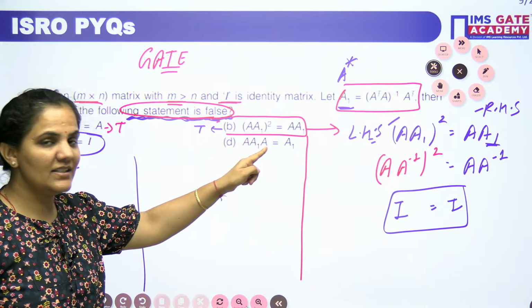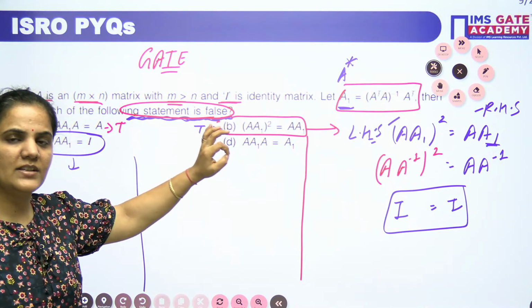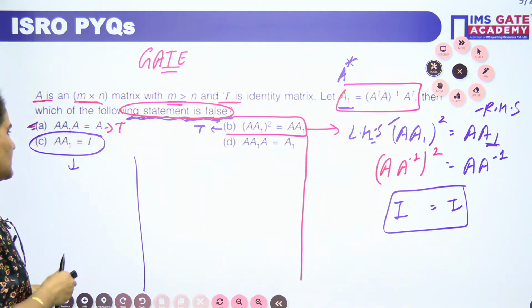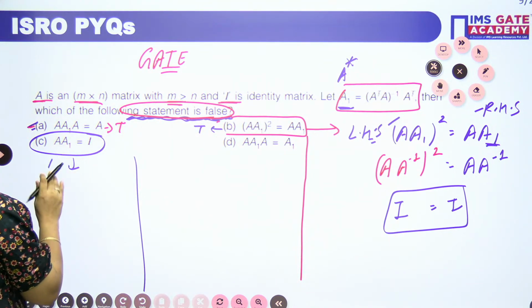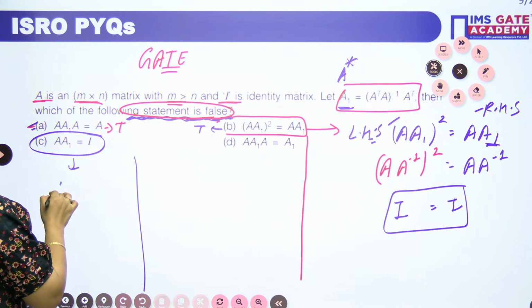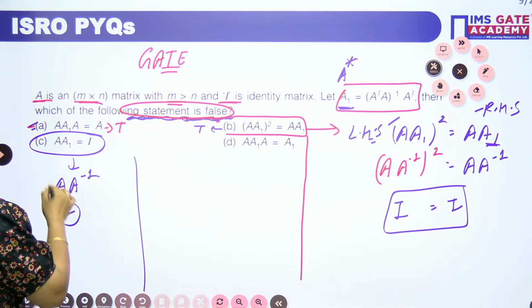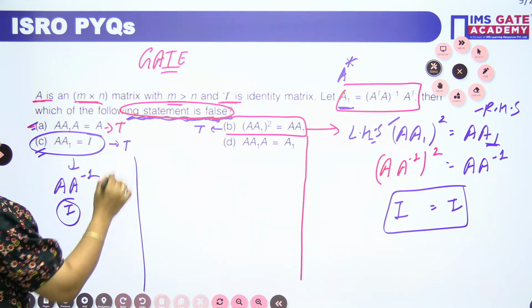But here the right hand side is A inverse, so 100% this is false. But why this is false, I will show you with option C also. For option C, when I check here, on the left hand side I am having A into A inverse, which is I only. So yeah, this is true. So this one is also true.